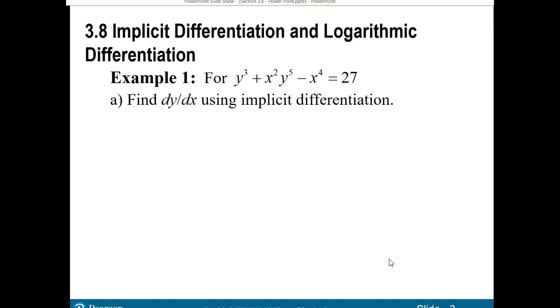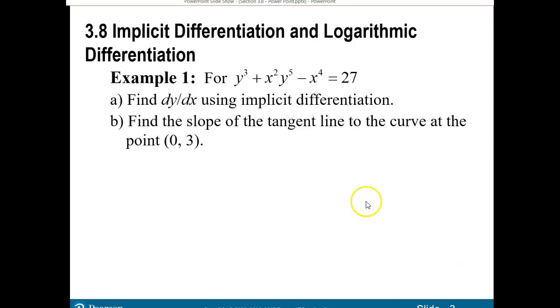All right, so our first problem here, we have y cubed plus x squared y to the fifth minus x to the fourth equals 27. This is a perfect example of an equation that we would have to differentiate using implicit differentiation, because we can't get y by itself on one side. So we're going to find dy dx using the implicit process. Then they want you to find the slope of the tangent line, which just means evaluate the dy dx result at a given value of x and y, at a point. So in other words, when x is 0 and y is 3.